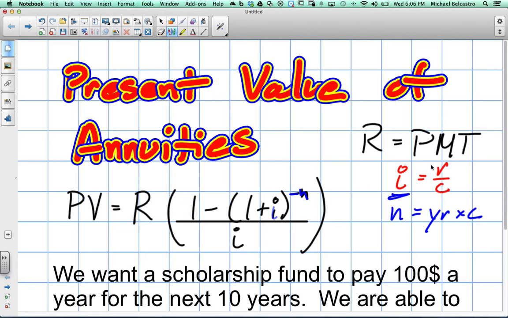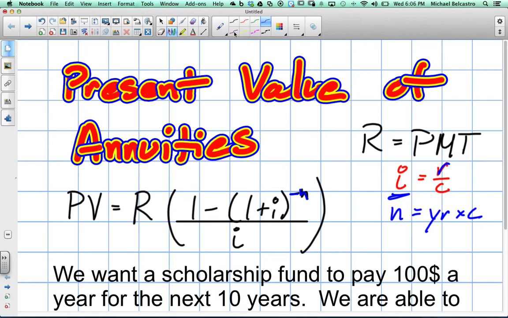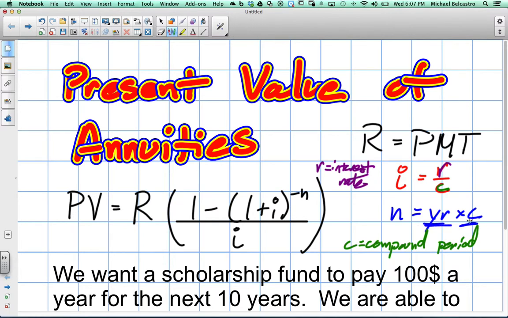So in order to calculate I, lowercase r is our actual interest rate. So maybe I should write that in here. I'll write that in purple. r is interest rate, while C is our compound period. Does that make sense? Okay. And YR is years times C again, which is compound period, and that's how we calculate our N. N is the number of periods over the life of the annuity.